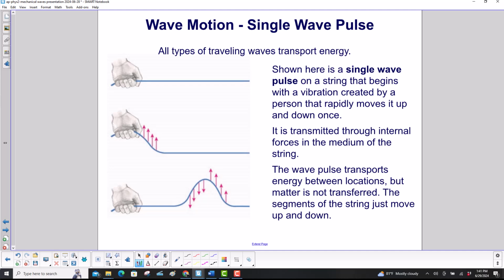Shown here is a single wave pulse on a string that begins with a vibration created by a person that rapidly moves it up and down, but just once. So it goes up and then it comes down. The wave is transmitted through internal forces in the medium of the string. The wave pulse transports energy between locations, but matter is not transferred. The segments of the string just move up and down.